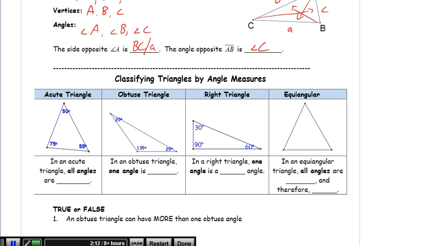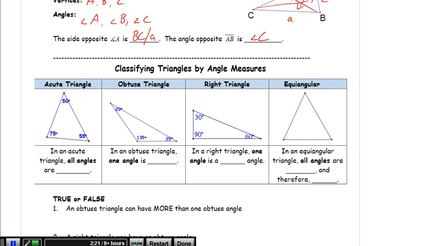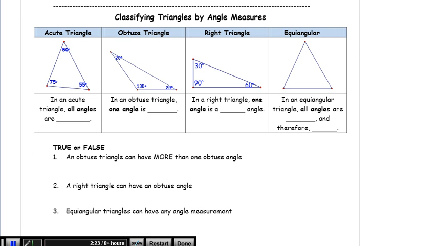Acute triangles, obtuse triangles, right triangles, and equiangular triangles. We want to be able to classify triangles by their angle measures. These are things that you have probably seen before, in middle school. Acute triangle. Think what the word cute in that word means. Cute means small. You usually think about something that's smaller when you say something's cute. So in an acute triangle, all angles are less than 90 degrees. They're smaller than 90.